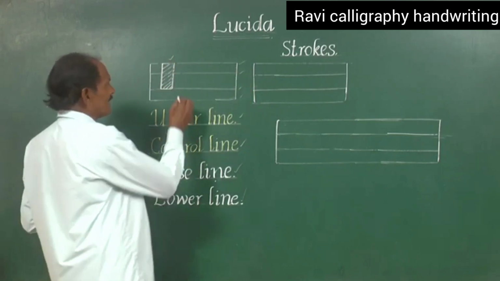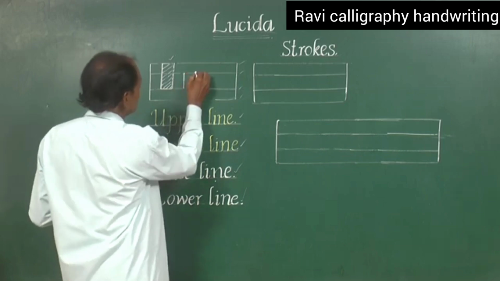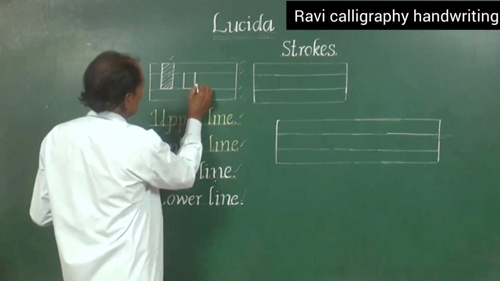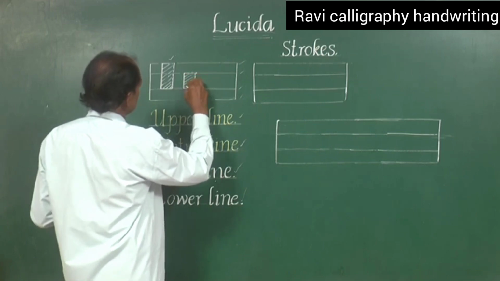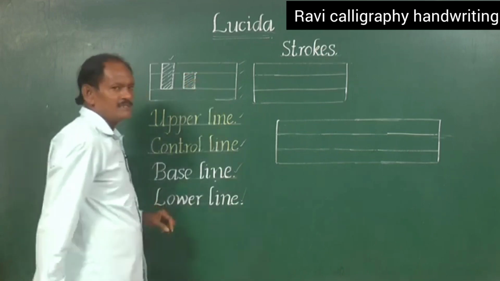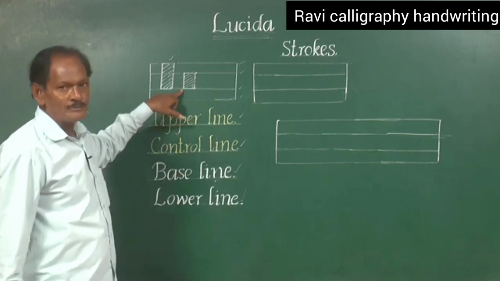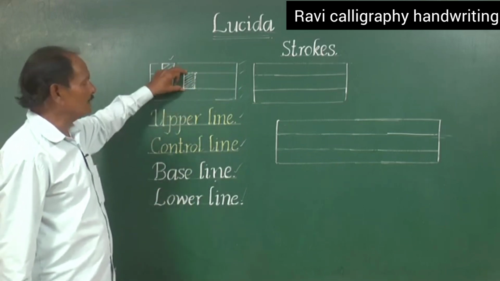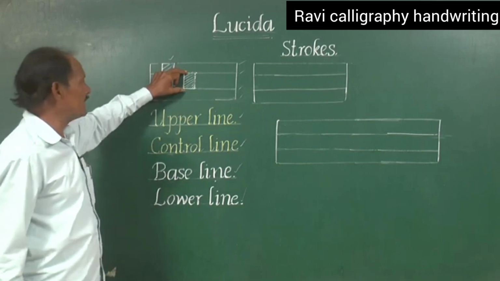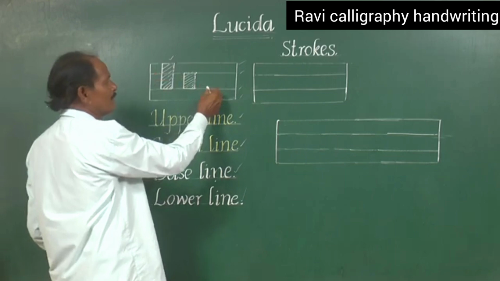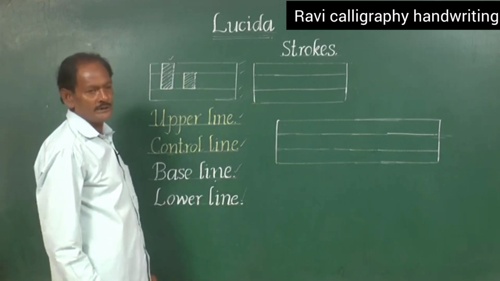And some letters are written between the control and base lines. This space is in the middle of this 4 lines pattern. That is why this space is known as the middle zone. The letters which are written between these control and base lines are known as the middle zone letters.